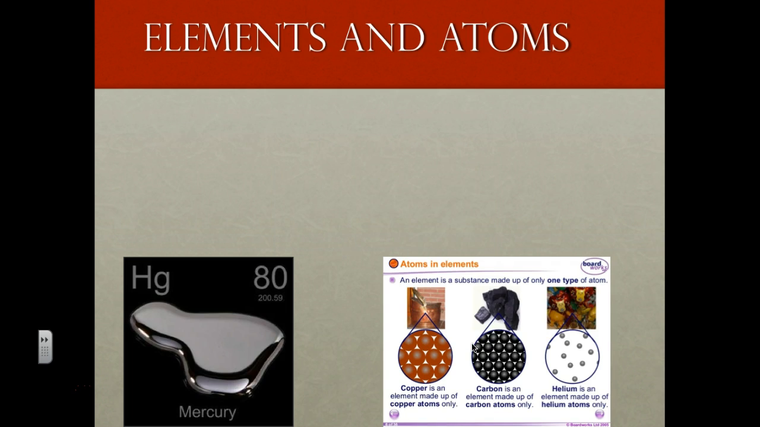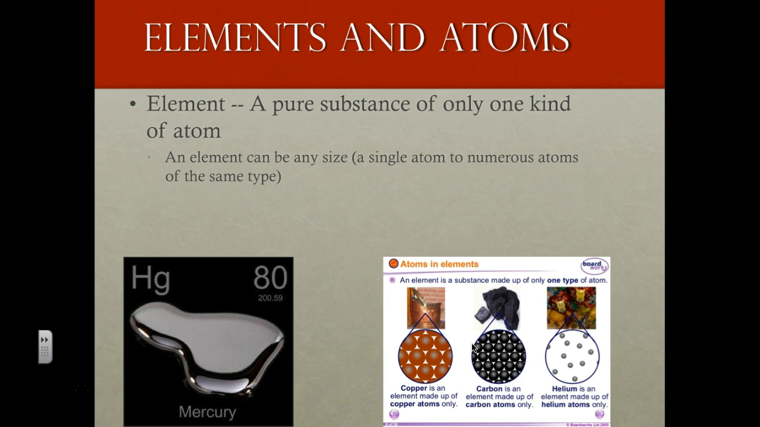So an element and an atom. An element can be any size. An element just means a pure substance of only one kind of atom. Again, an element can be any size, going from a single atom to numerous atoms, but it's all the same type of atom. For example, this bucket that's made from copper. This entire bucket is made of copper. It is a lot of copper atoms, but it's all copper atoms.